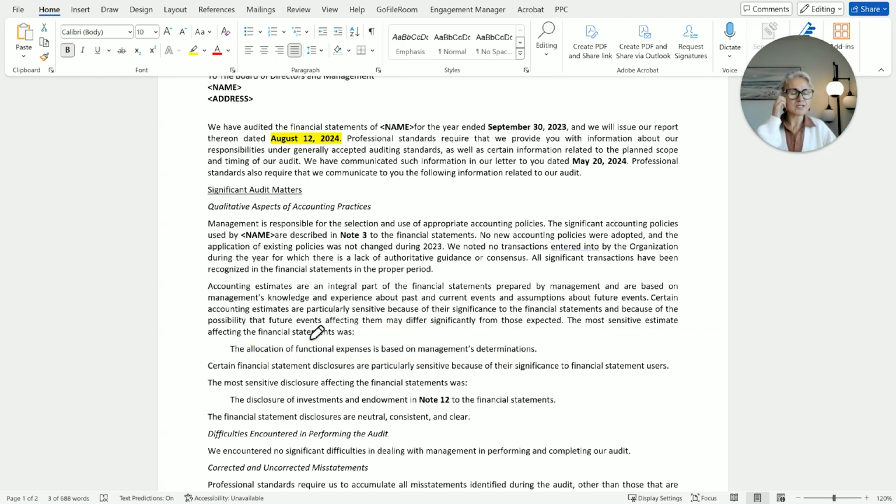In my opinion, this is the most common estimate in nonprofits, and the board has to understand the methodology that the organization uses to allocate expenses between program, fundraising, and administrative, which is the statement of functional expenses, and this is one of the significant estimates. And as we discussed in the previous videos, that statement is very highly used by rating agencies.